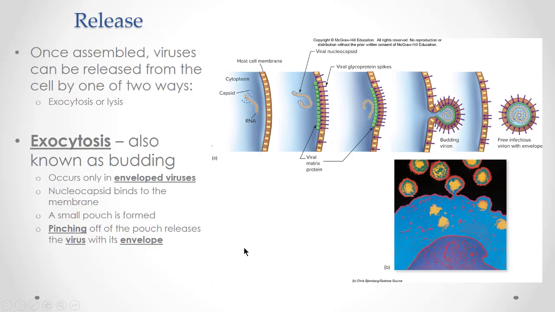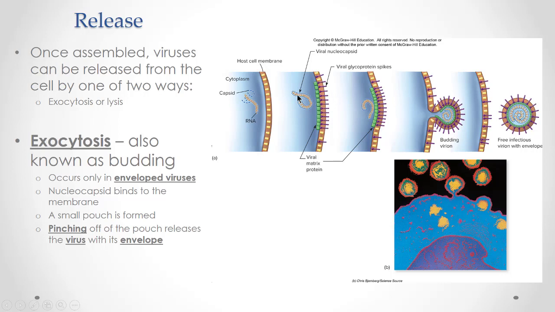Release is dependent a little bit on the kind of virus that you have. A lot of animal viruses, but not all, will release through exocytosis. This is essentially the opposite of endocytosis. Endocytosis was one way that viruses come in, and exocytosis is one way that a lot of viruses go out. With exocytosis, you see that with enveloped viruses, they line up along the membrane inside the host cell and then push themselves out.